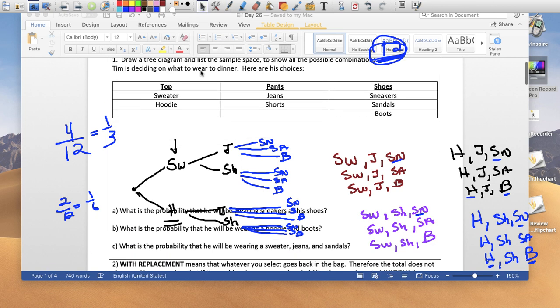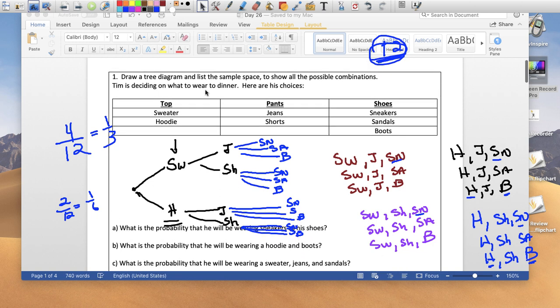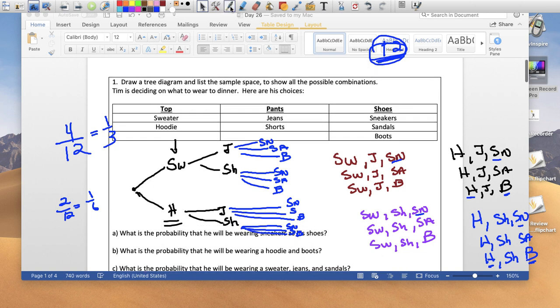Question C says, what's the probability he's going to be wearing sweater, jeans, and sandals? So we need to look out for sweater. We're looking at the top part here. Sweater, jeans, and sandals. Nope, that's the only one. So out of the 12 possible outfits, only one of them was sweater, jeans, and sandals. So he had a 1 in 12 chance of actually wearing that. And this would be how you should do it.